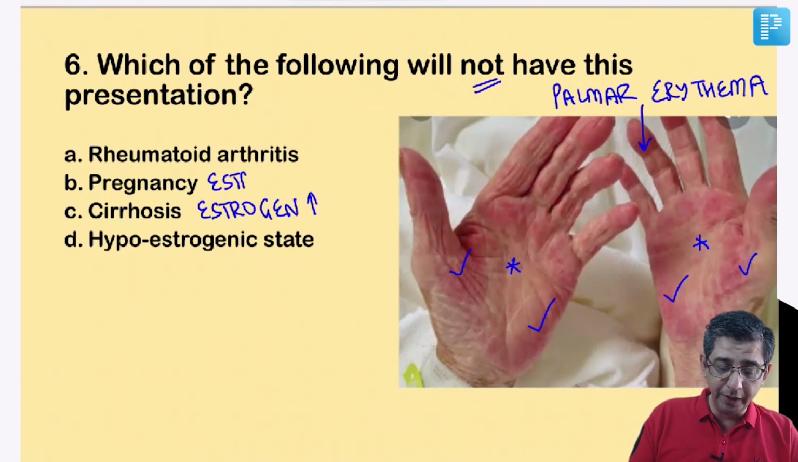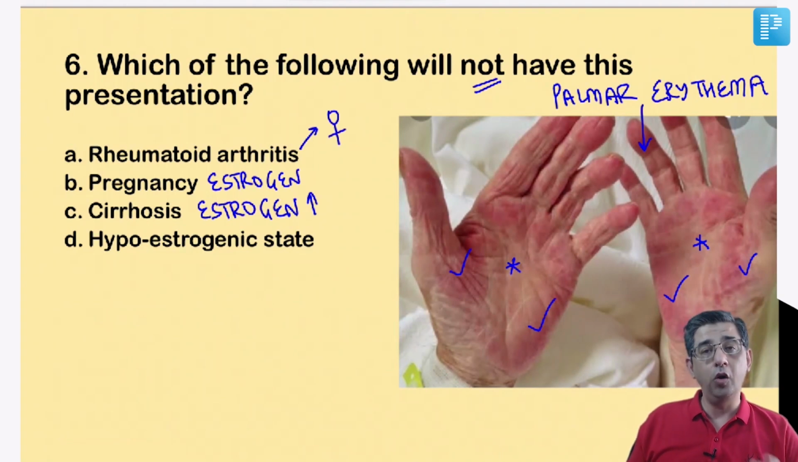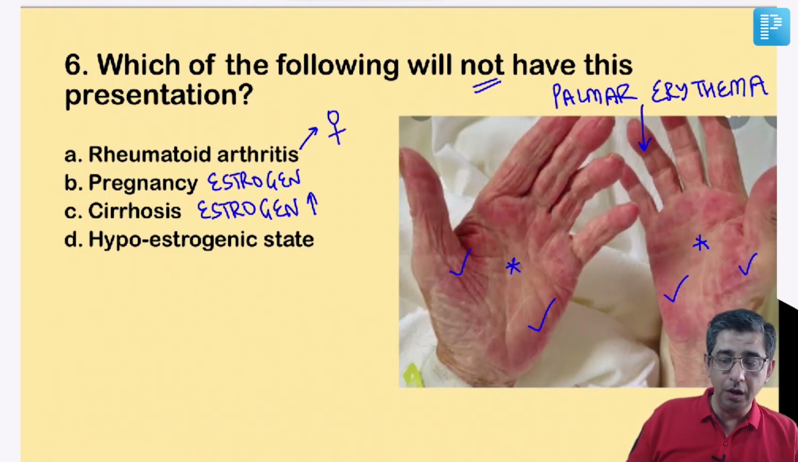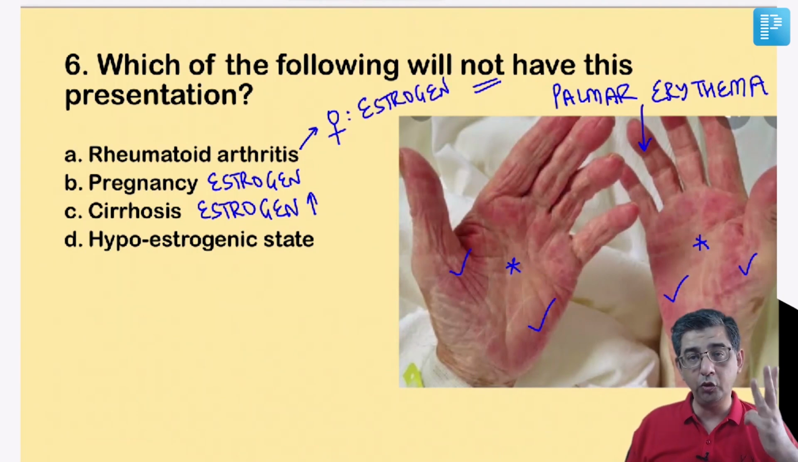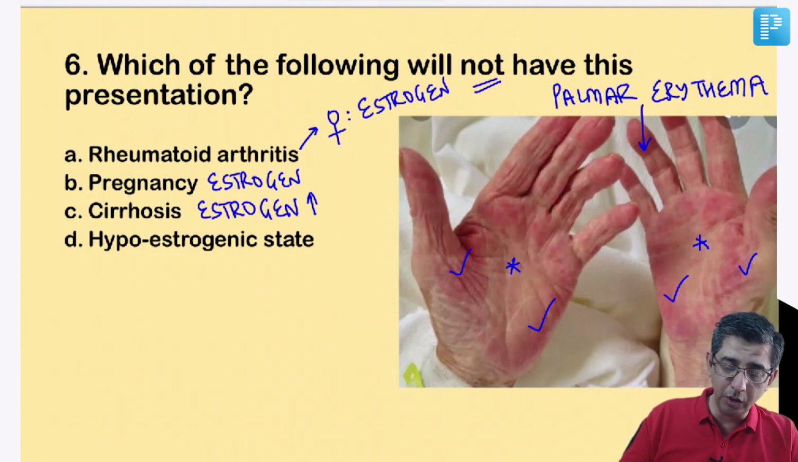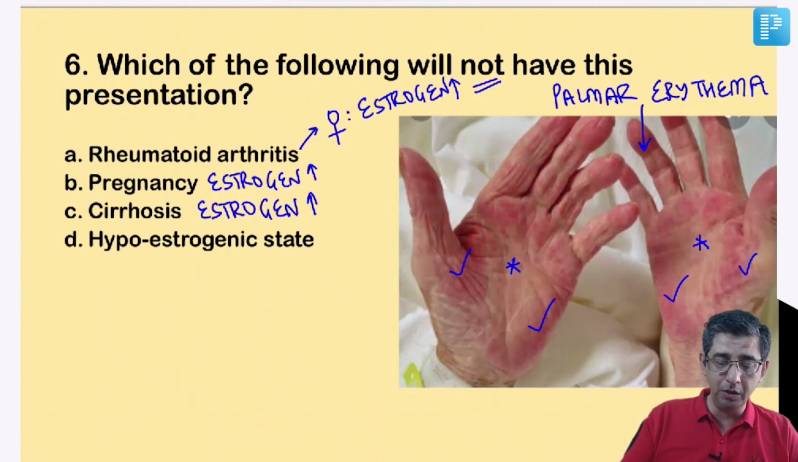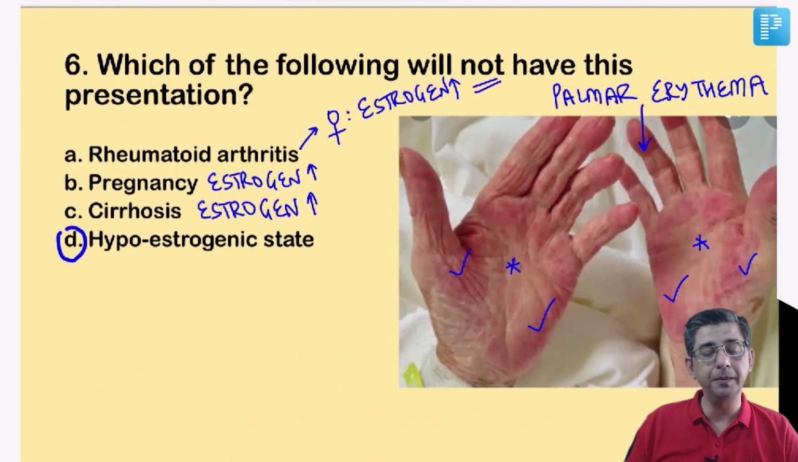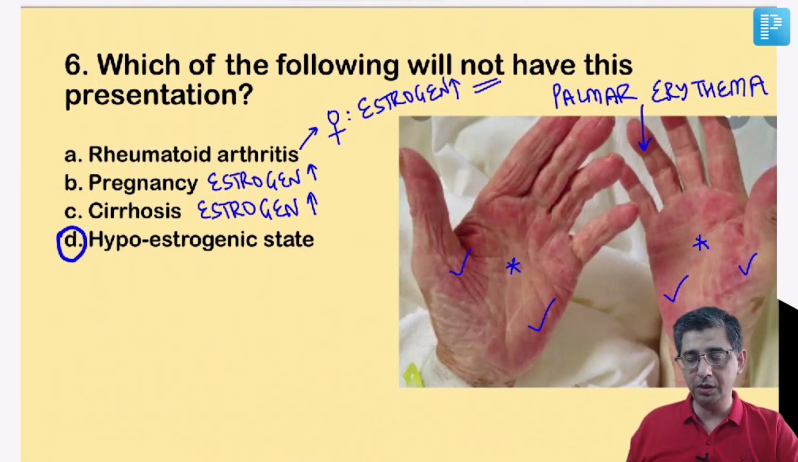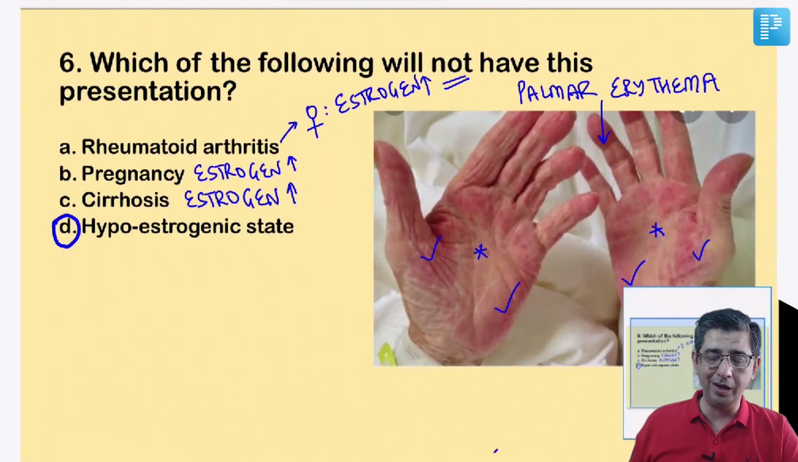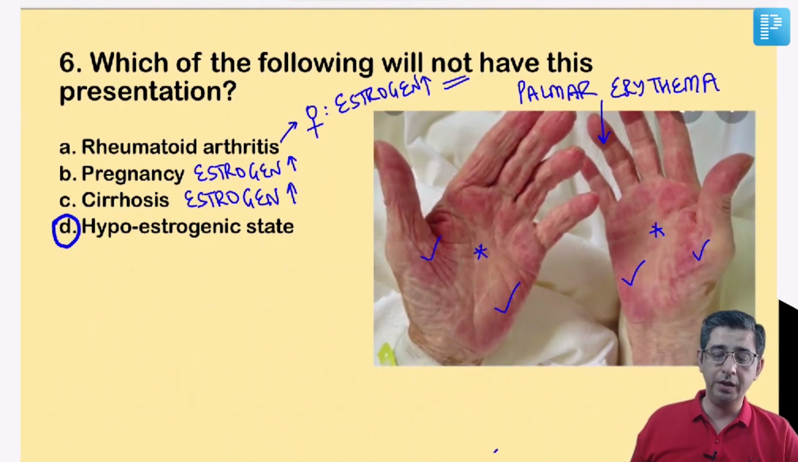When it comes to rheumatoid arthritis, the logic is that rheumatoid arthritis is more common in females. Autoimmune disorders are more common in women, and women have a higher value of estrogen. So if you look at the situation here, there are 3 conditions which have more estrogen in their body and palmar erythema present. The option by exclusion will turn out to be option D, that is a hypoestrogenic state. A common error which a lot of my students made was, sir, we just looked at it, missed the "not" word and answered it as cirrhosis, and some people marked it as rheumatoid arthritis.